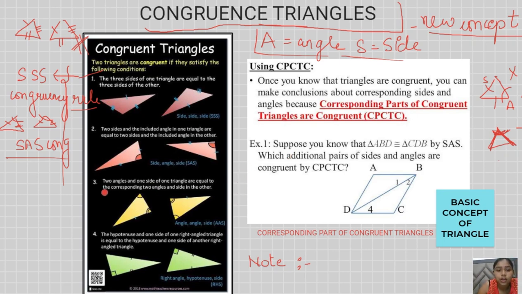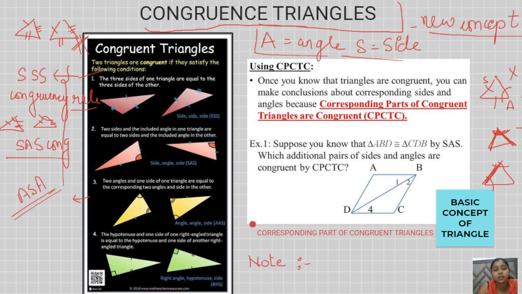Okay, so the next is two angles and one side. This we call ASA. In that case you have to take the two corresponding angles and the side between them only. You can't take any other side. You can only take the side between these two angles. So this is called the ASA, or angle side angle, congruency rule.